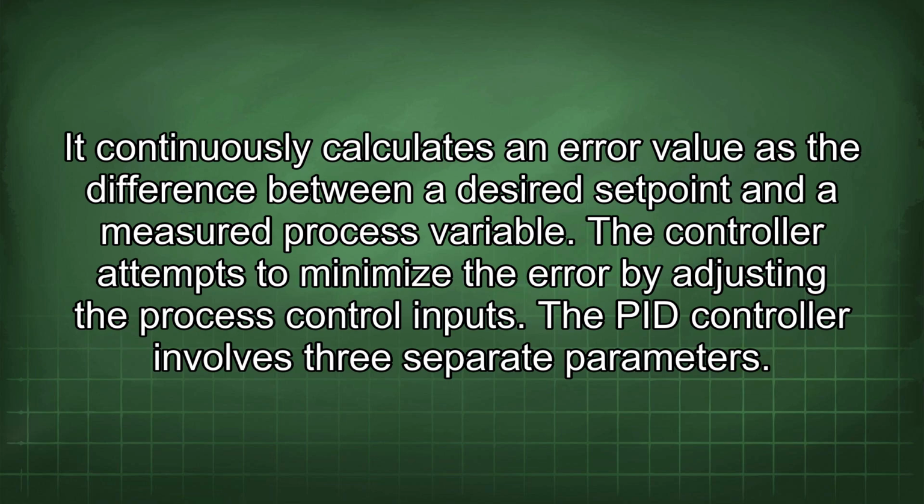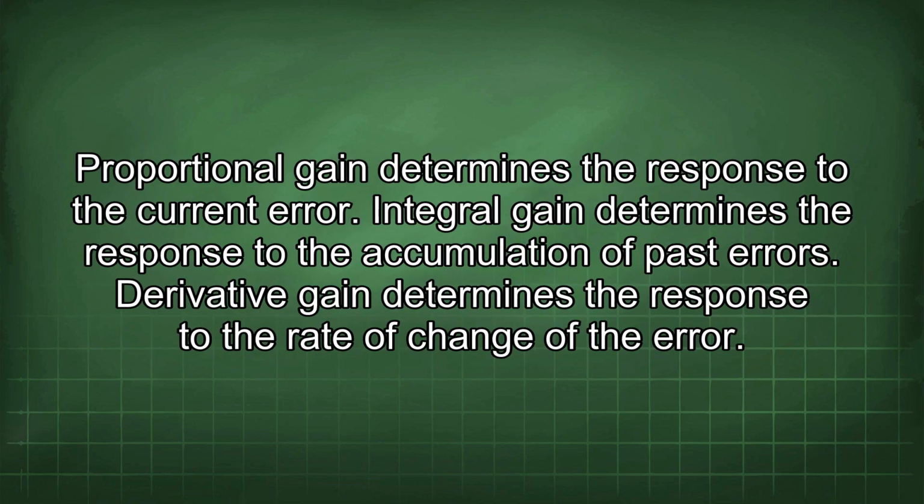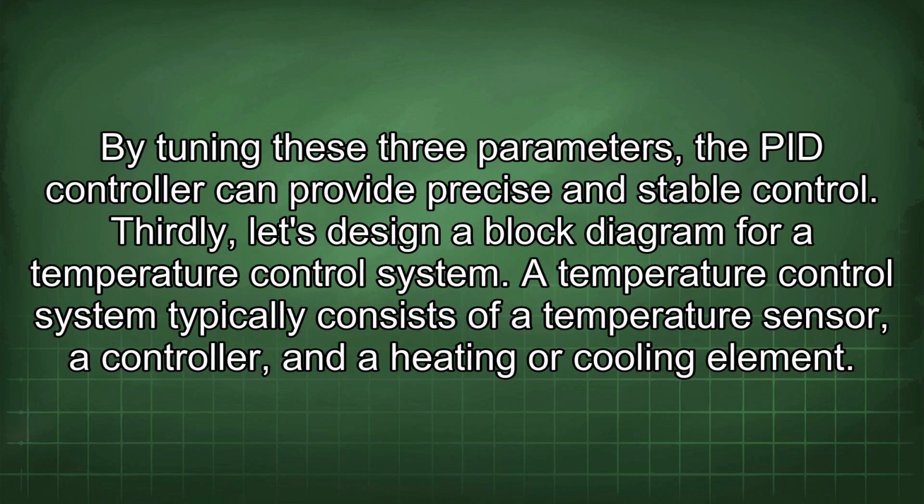The PID controller involves three separate parameters. Proportional gain determines the response to the current error. Integral gain determines the response to the accumulation of past errors. Derivative gain determines the response to the rate of change of the error. By tuning these three parameters, the PID controller can provide precise and stable control.